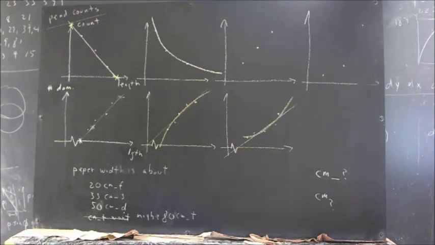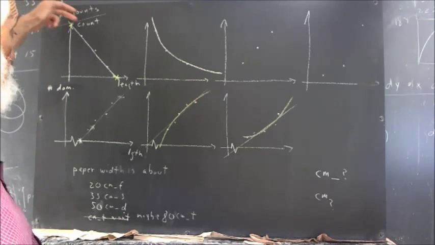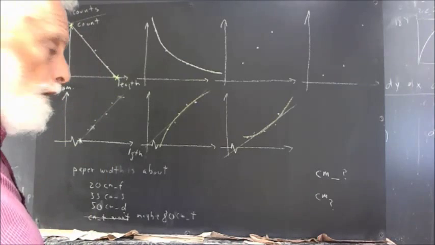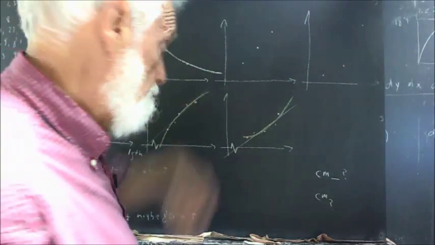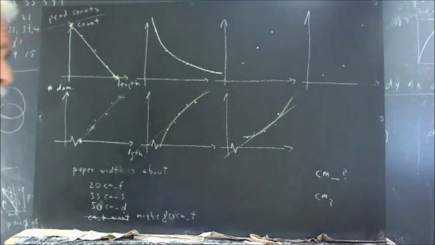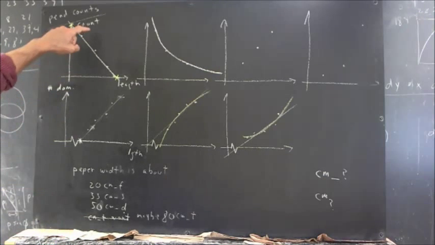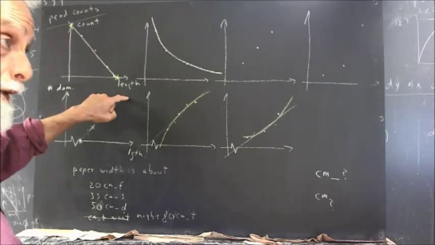For homework, you're going to be asked to graph pendulum counts versus length. Also, the number of dominoes versus the length of the rubber band, according to the data that you collected in class today. Now, of these four graphs, you were asked to determine which graph or graphs could not possibly represent reasonable data for the count versus the length.